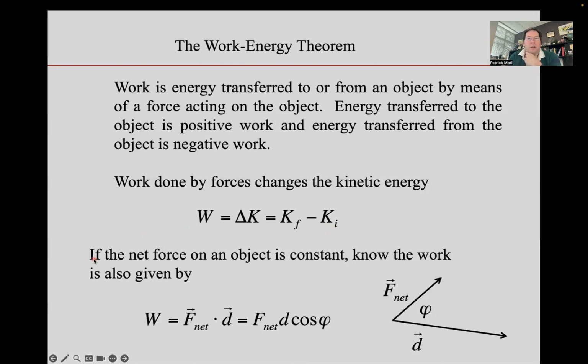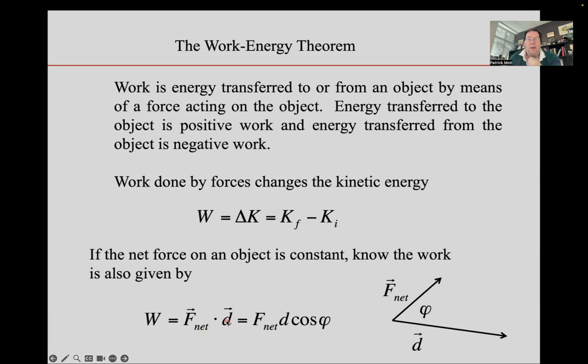If the net force that's acting on an object is constant, then our relationship for the work is that the work done by the net force is the dot product or scalar product of the net force with the displacement. So the vector D is the displacement of some object. F net is the net force acting on the object. And in general, those two vectors are going to make an angle of phi with respect to one another.